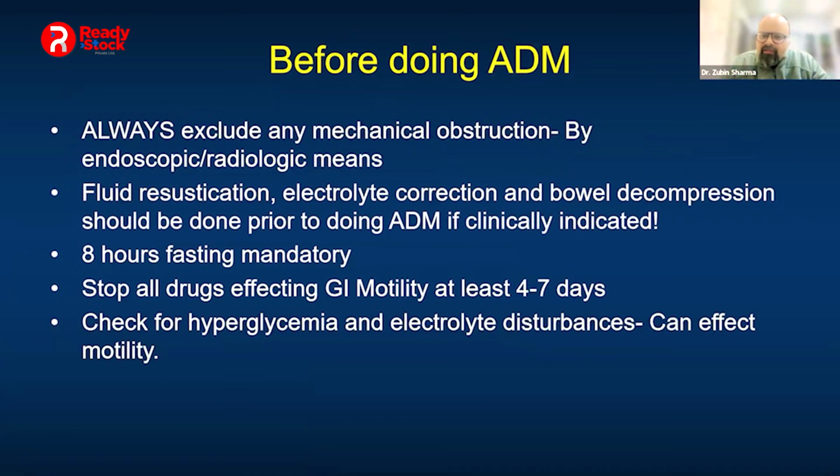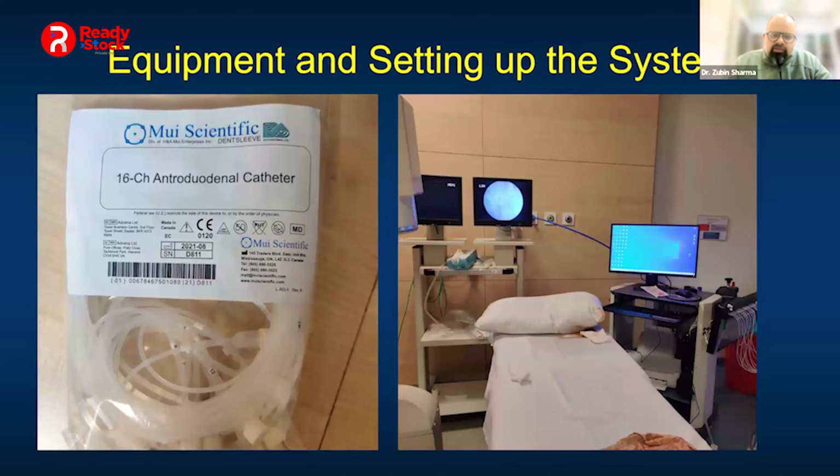We always exclude mechanical obstruction by all the means which we all are aware of. Some of these patients can be nutritionally depleted, so make sure you decompress the bowel; electrolyte correction and fluid restriction are required. 8 hours fasting, stop all the drugs which may affect the GI motility like prokinetics. Check for hyperglycemia and electrolyte disturbances. It can acutely affect the gastric motility. So if patient is diabetic, please make sure, like the PET scan, you're not putting them on a DNS or have a sugar of more than 180 before you start doing these tests. So these were the original catheters which were available, but now things have changed.